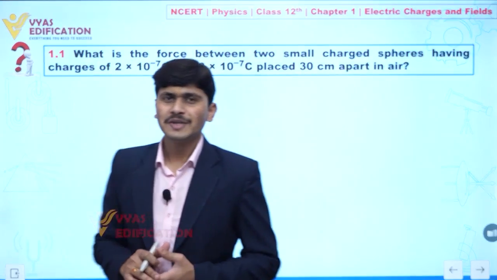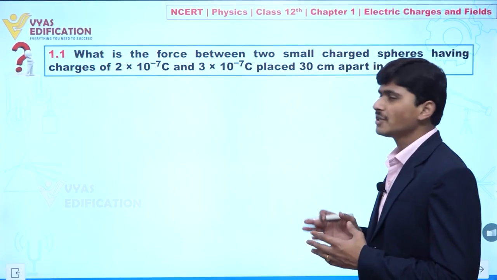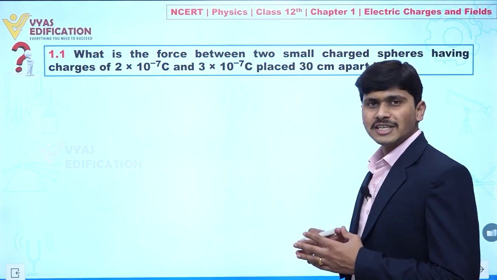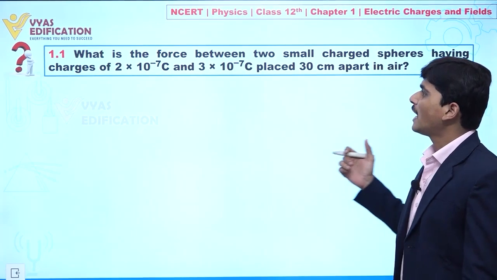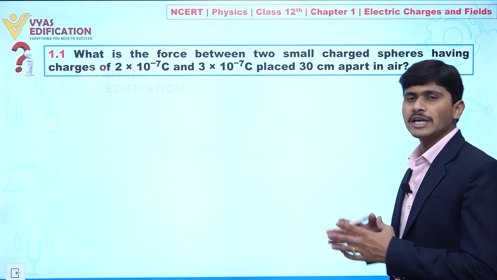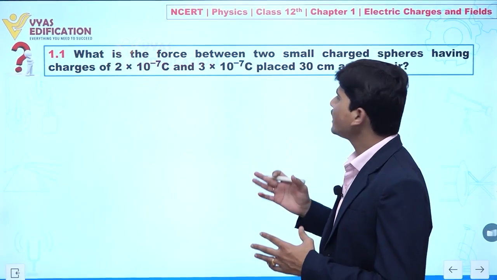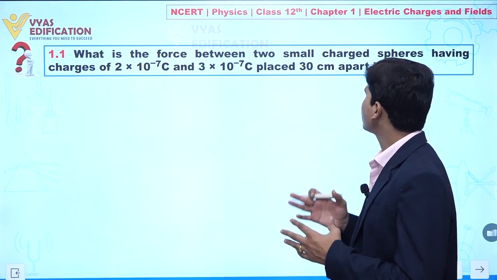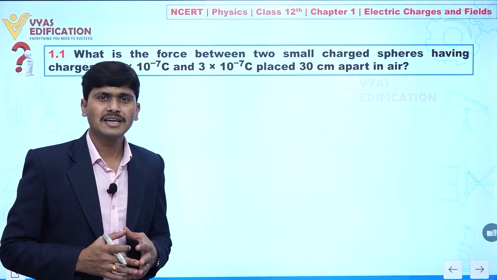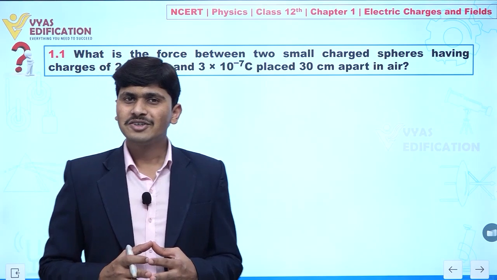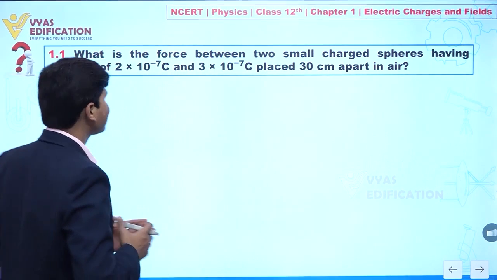So now we are going to discuss question number 1.1. In this question it is given: what is the force between two small charged spheres having charges of 2 into 10 to the power minus 7 coulomb and 3 into 10 to the power minus 7 coulomb, placed 30 centimeter apart in air, clear? So now we are going to solve this question, concentrate on the screen.